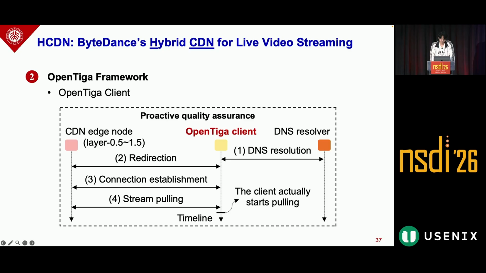To solve the QoE challenge, the OpenTiga client implements proactive quality assurance, or PQA. This client interacts with the recommendation system. It predicts swipes and establishes connections and pre-pulls streams in the background so that the streams can play instantly.